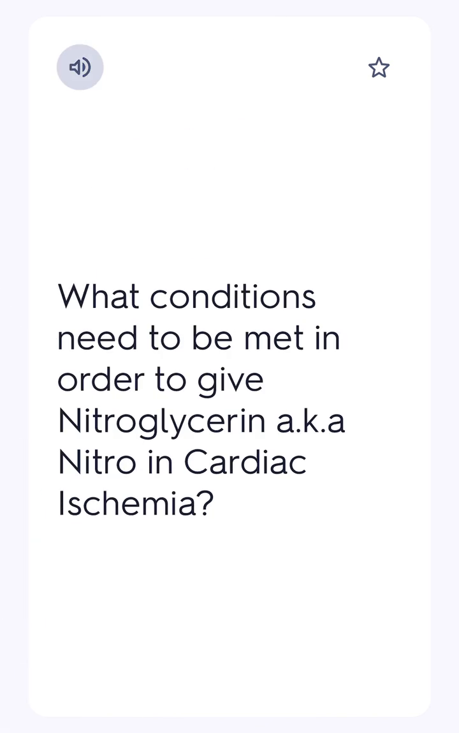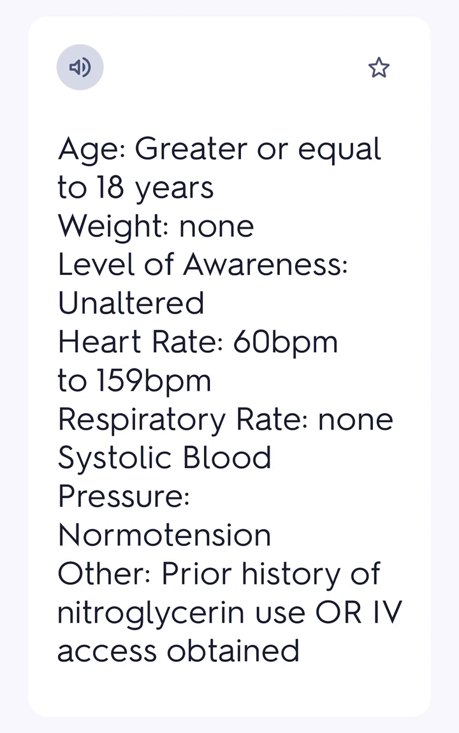What conditions need to be met in order to give nitroglycerin aka nitro in cardiac ischemia? Age, greater or equal to 18 years. Weight, none. Level of awareness, unaltered. Heart rate, 60 bpm to 159 bpm. Respiratory rate, none. Systolic blood pressure, normotension. Other, prior history of nitroglycerin use or IV access obtained.